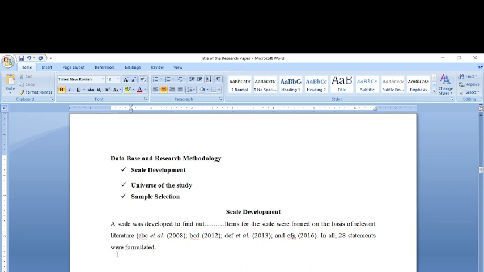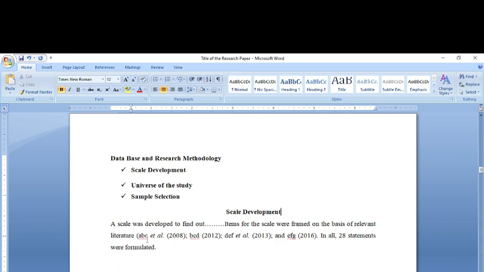And I would write, items for the scale were framed, in my database and research methodology. I would write items for the scale were framed on the basis of relevant review of literature, and I would quote my articles in brackets, those on which I have based my study. It may be a few articles, it may be all the articles you've reviewed, so it depends upon whether you've picked up the items from a particular scale, or you've framed the items based upon review of literature on the understanding of the concept. So there may be ready-made items available.